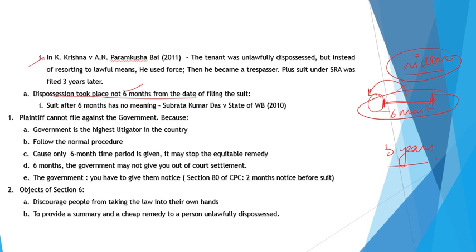So this is a reverse way of saying that dispossession did not take place within 6 months from the date of filing. 6 months is the maximum period you have. You can file immediately as well, or within 6 months. Suits after 6 months have no meaning. This Subrata Kumar Das case has given us the understanding that if you are filing any suit after 6 months, it will have no meaning under that section.